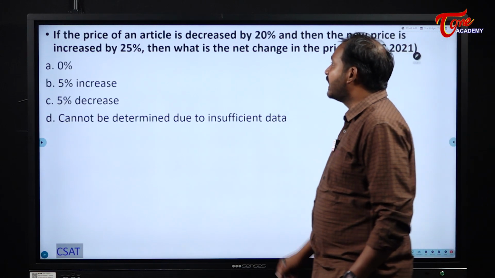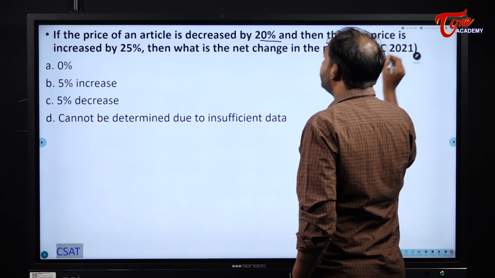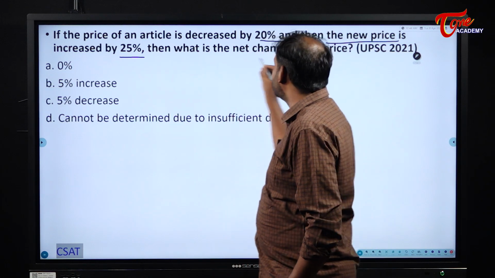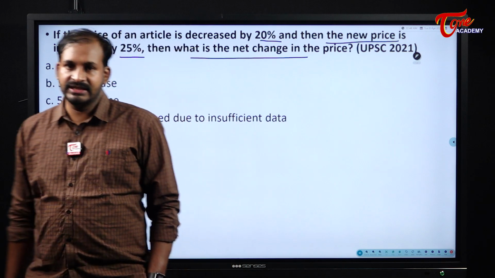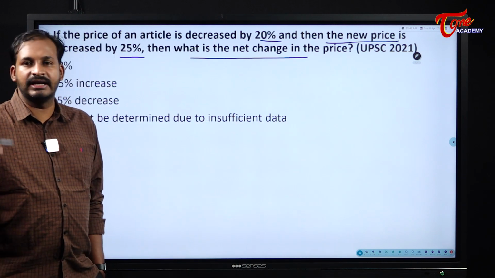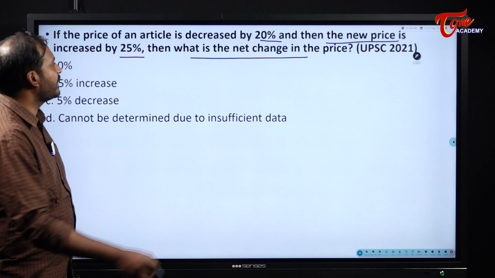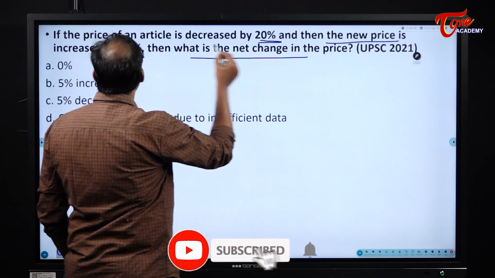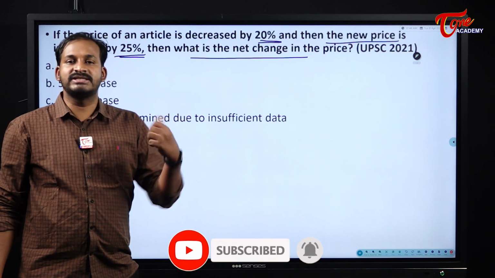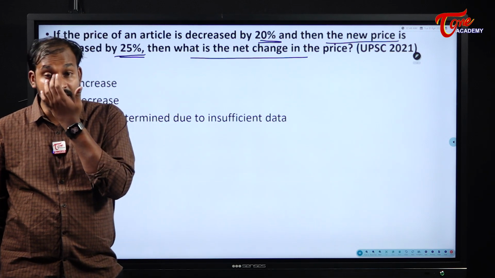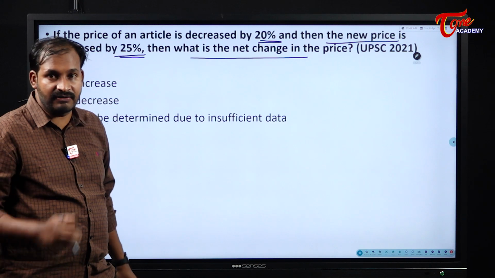If the price of an article is decreased by 20% and then the new price is increased by 25%, then what is the net change in the price? We have already discussed this type of problem while learning the concept, students. The price of an article is decreased by 20% and the new price is increased by 25%. That means successively, once it is decreased by 20% and once increased by 25%. This is the case they have given for us.